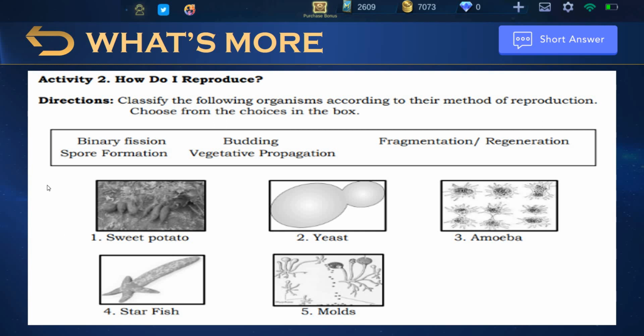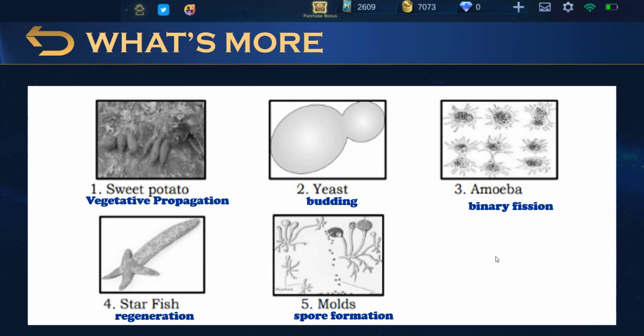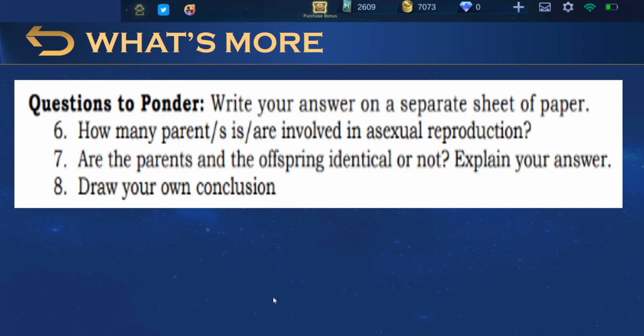Okay, so let's see. The answers are: for number 1, sweet potato is under vegetative propagation. Number 2, yeast, that is under budding. Number 3, amoeba, that is binary fission. Number 4, starfish is under regeneration. And for number 5, molds, we have spore formation.